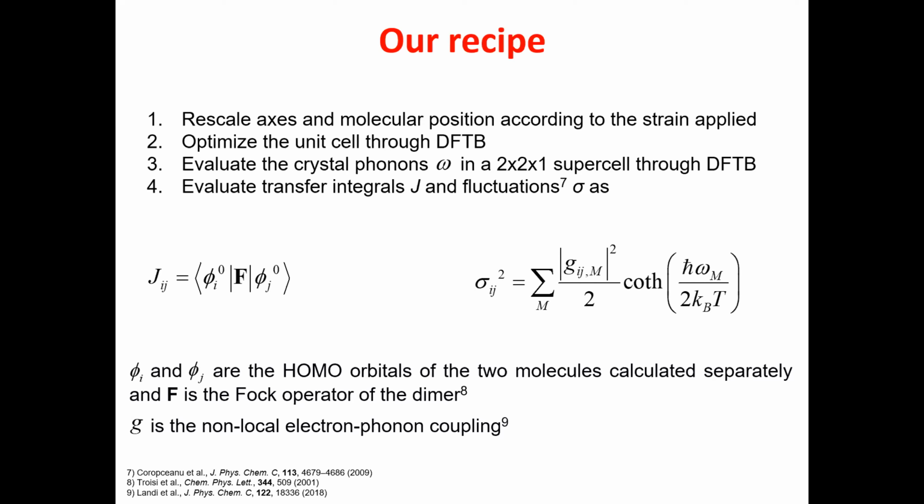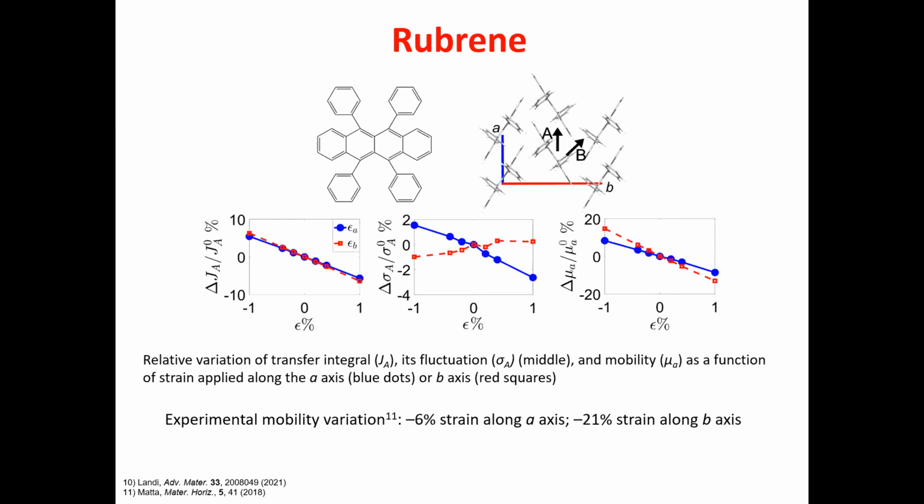We rescale axes and molecular positions according to the strain applied. Then we use DFTB to optimize the unit cell and evaluate the crystal phonons in a 2 × 2 × 1 supercell. Then the transfer integrals and the fluctuations are evaluated using the formula here reported. Our investigation on rubrene showed that uniaxial strain applied either along the a-axis or along the b-axis results in an increase in mobility, the latter being higher in magnitude, in good agreement with experimental findings.